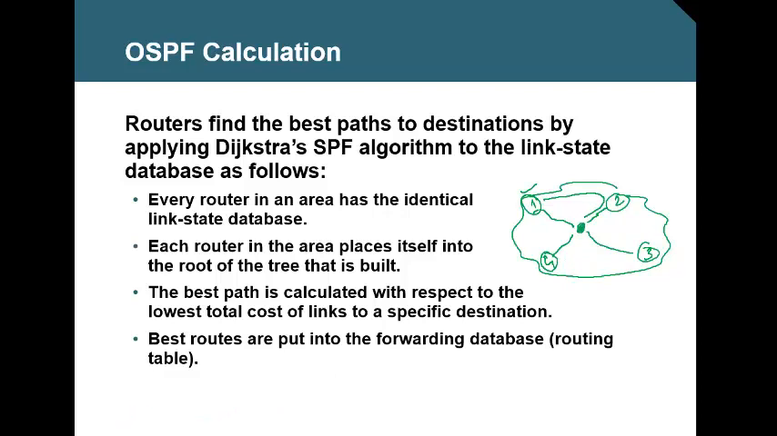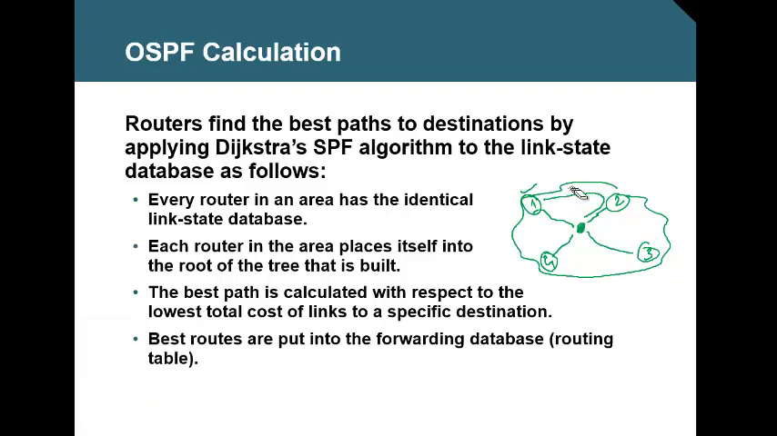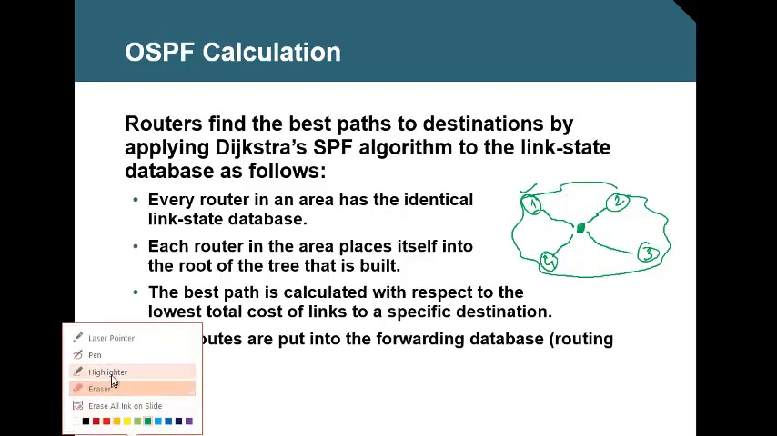See, but EIGRP or other protocols are not like that. Other protocols receive the routing table from the neighbor. So, OSPF is the best protocol.